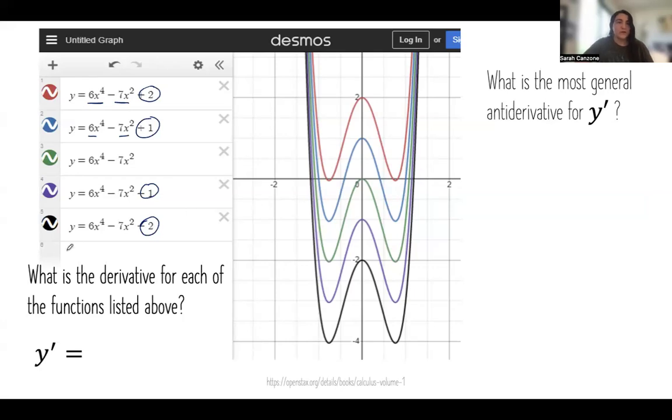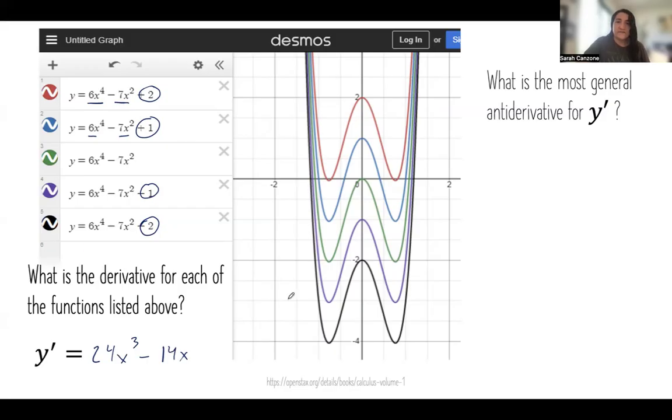So what is the derivative for each of the functions listed above? Well, since they all have the same first term, the derivative is easy, right? 6 times 4 is 24x to the third, minus 7 times 2 is 14x. But the derivative of any of these constants is just going to be 0. Derivative of 2 is 0, derivative of 1 is 0, and the same for these. So the derivative of all of these functions is just this function right here.